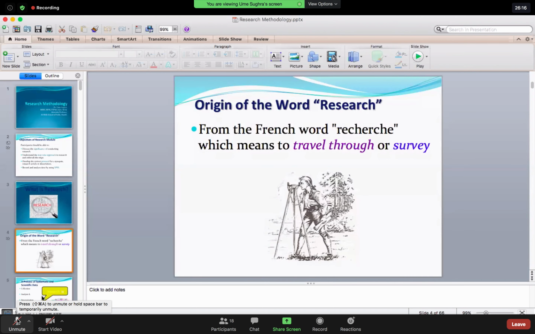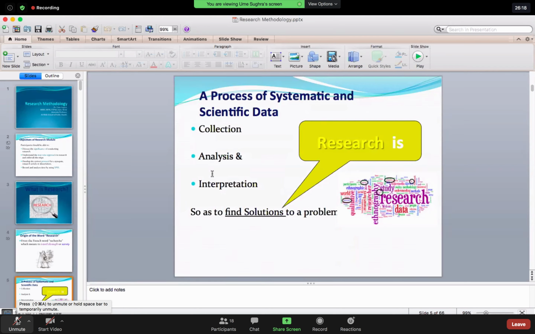And what exactly is it? It is a process of systematic and scientific data collection, analysis, and interpretation to find solutions to a problem. Right? Don't you think you have seen this definition earlier also? Yes, ma'am, in biostatistics.